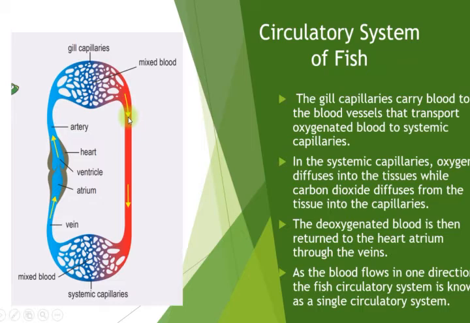So the fish circulatory system is known as a single circulatory system. Why single? Because the blood flows in one direction.